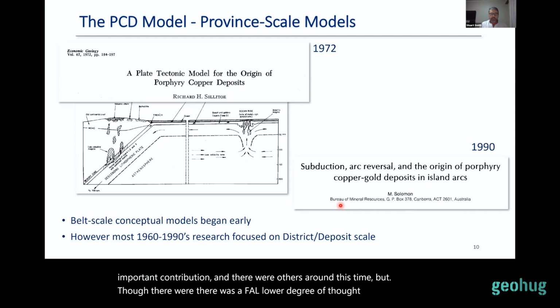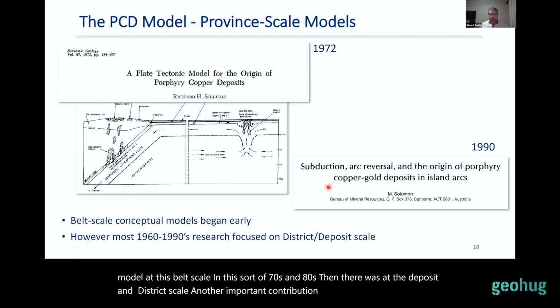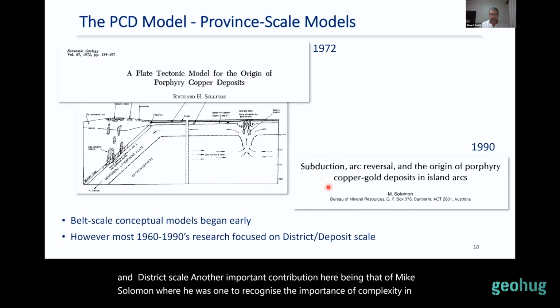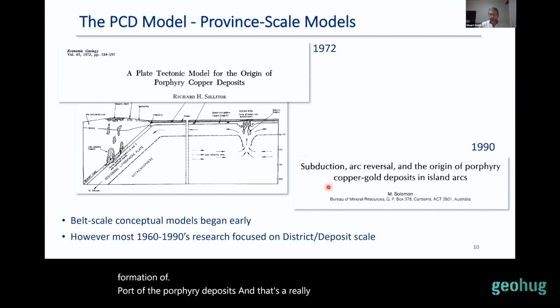And there were others around this time, but there was a far lower degree of thought and evolution of the model at this belt scale in the 70s and 80s than there was at the deposit and district scale. Another important contribution here was that of Mike Solomon, who was one of the first to recognise the importance of complexity in subduction margins, and the importance of tectonic triggers to the formation of porphyry deposits. That's a really important contribution that I think often gets overlooked.